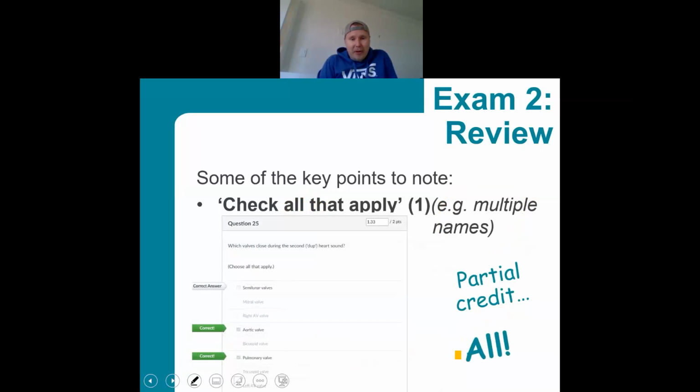Here's another one where all that apply. I was looking for the sources of the valves that make the second "dub" sound when you listen with a stethoscope. So of course it's going to be the aortic and pulmonary valves, but you remember that together they were known as the semilunar valves. So again, there were more answer options hidden there. So try to get all of those, otherwise you'll just get partial credit.